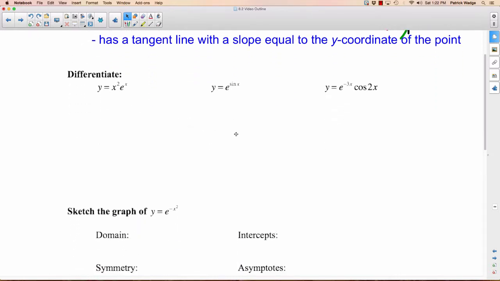Okay, so let's try differentiating a few things here. The first one we have is x squared times e to the x. So we have two different pieces here. Which rule are we going to have to use? This is the product rule. So for the product rule, the way I like to do it is I first of all take the derivative of the first piece. The derivative of x squared is 2x, and I multiply it by the second piece, e to the x, plus the first piece, x squared, times the derivative of the second piece. Well, the derivative of e to the x equals e to the x.